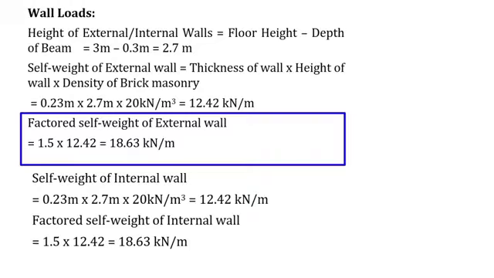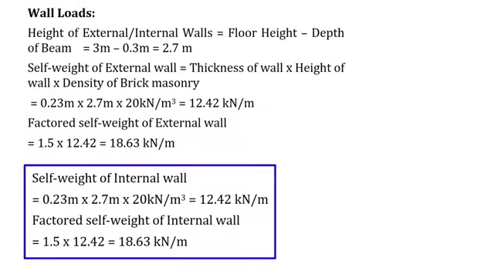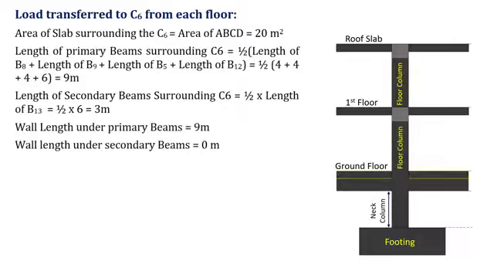Since both the external and the internal walls have same dimensions, therefore the self-weight and the factored self-weight of internal walls would be same as that of external walls. Hence, self-weight of internal wall will be equal to 12.42 kN per meter and factored self-weight will be equal to 18.63 kN per meter. Now, we need to calculate the load transferred to column 6 from each floor separately.